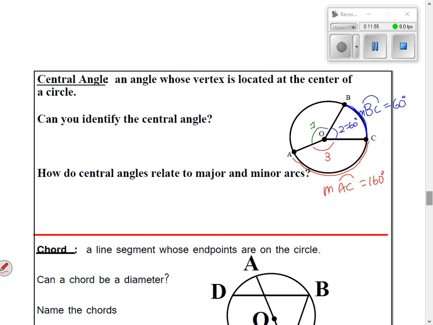Okay, so what would be true about the third central angle? What would it have to equal? 140, right? Because these three angles have to add up to 360. And this is called a central angle because this point O right here is in the center of the circle. That's why it's called a central angle.